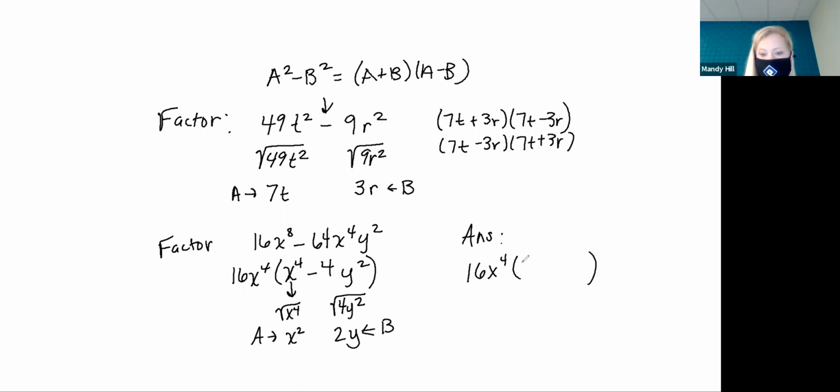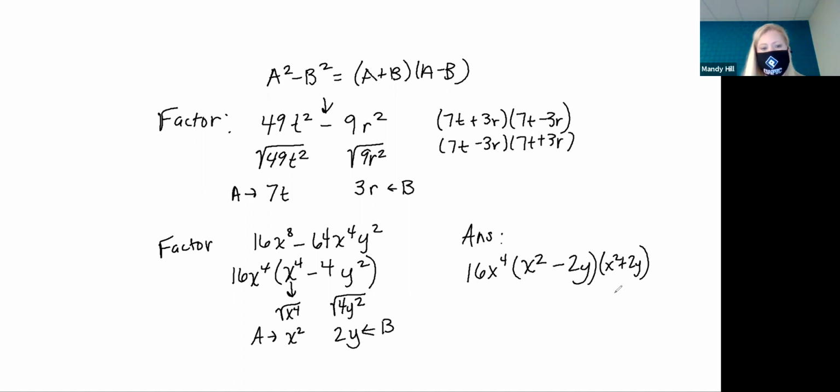So x squared minus 2y squared. No. Almost didn't catch myself on that one. So x squared minus 2y, and then we have to do the other side of that, sorry, which would be x squared plus 2y. Okay. That was probably the most difficult of all those problems that are like this.